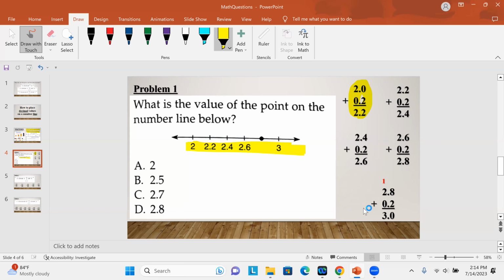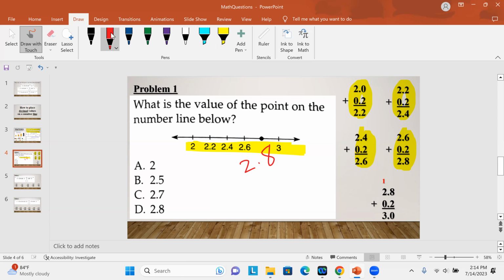Now, if we take 2.2, 2.2 plus 0.2 gives you what? 2.4. Or you take 2.4 plus 0.2, 2.6. And now 2.6 plus 0.2 gives you 2.8, which is the missing value here. So we're going to have 2.8.